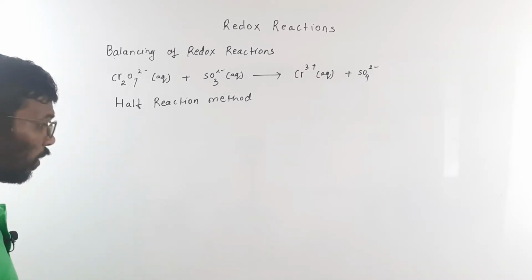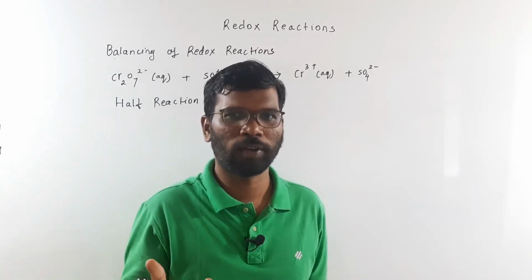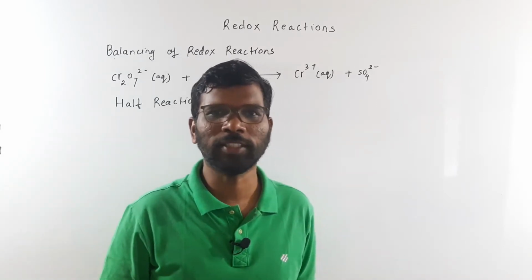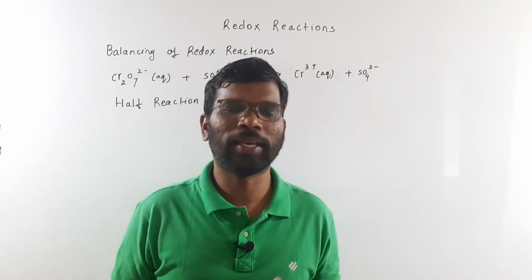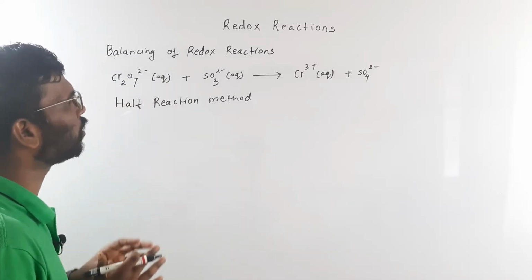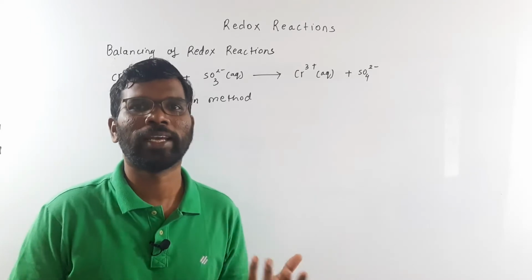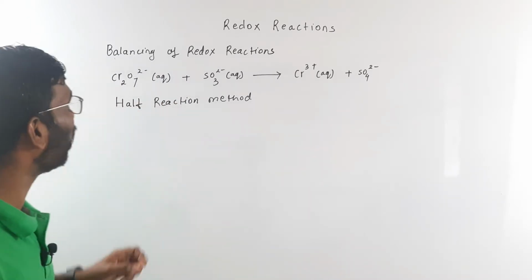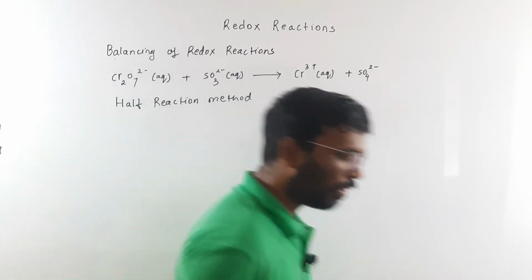In this case, we divide the whole reaction into two halves. One is the oxidation half reaction and the other is the reduction half reaction. That is how we balance this. That is how we break this reaction. So if you want to write the oxidation half reaction and the reduction half reaction, you have to just identify what are the species which are undergoing the oxidation and the reduction.